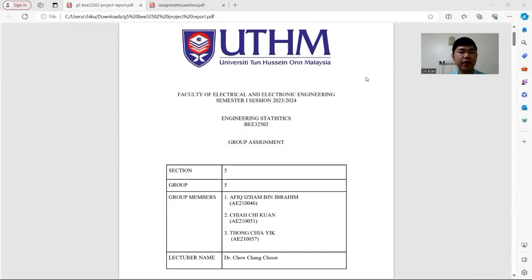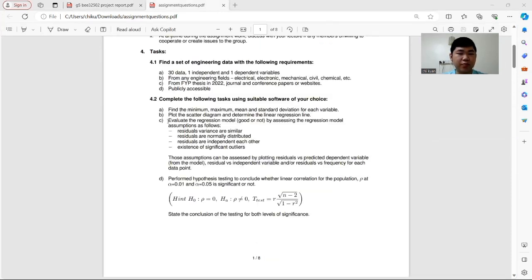From session 5 and group 5. This is the engineering scientific group project with the title regression. The project used the linear regression method to determine the strength of the relationship between age and systolic blood pressure. We present tasks 4.2 A, B, and C.